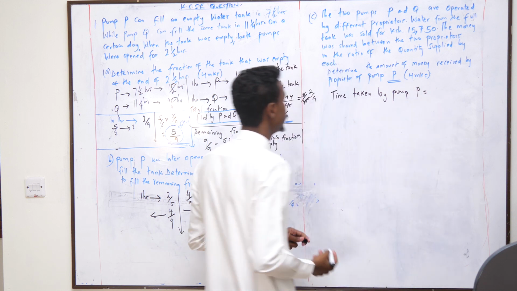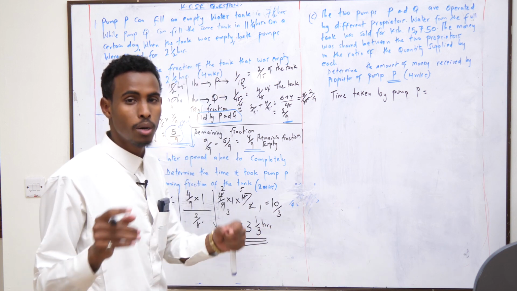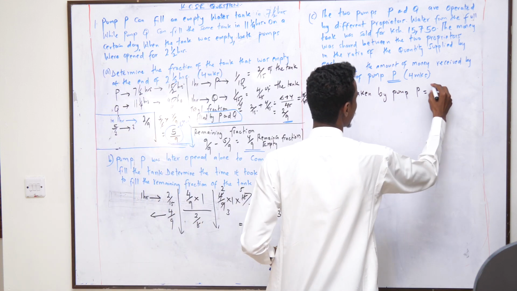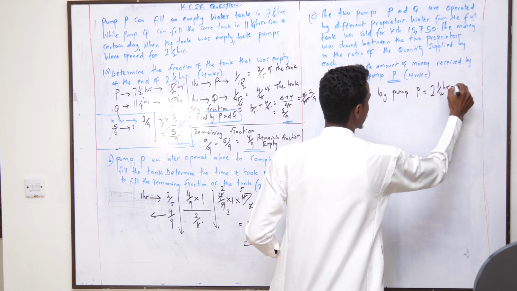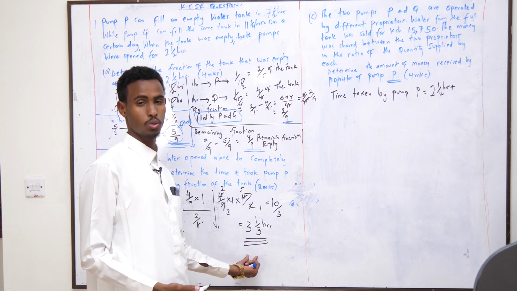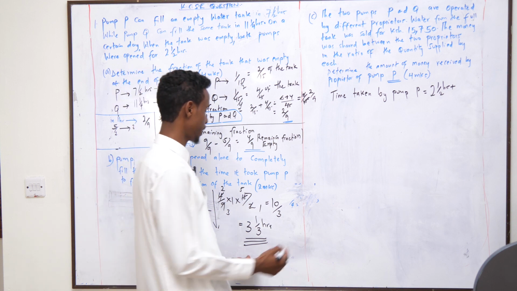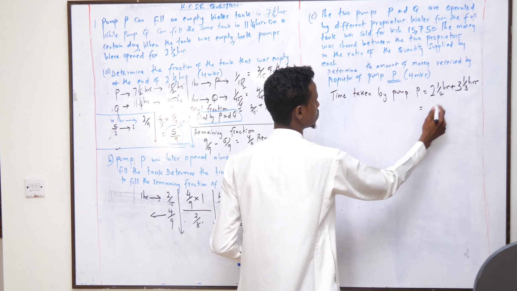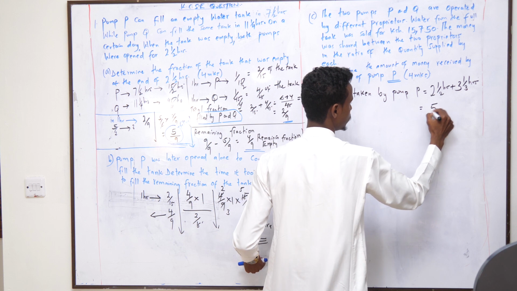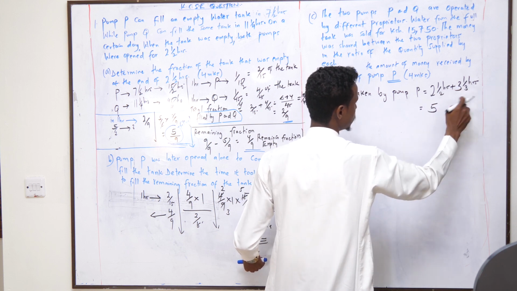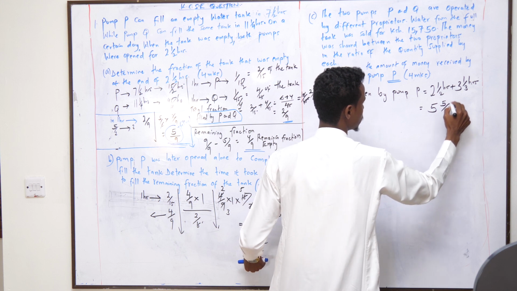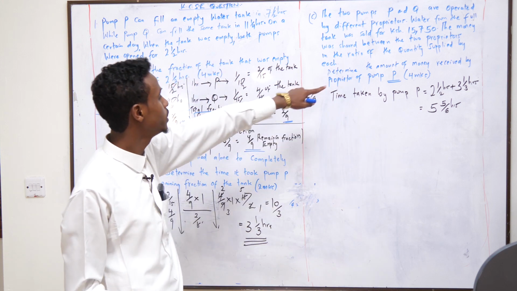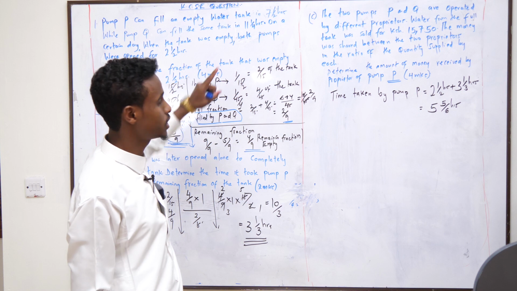Now, the time taken by pump P was, first, the time both pump P and pump Q were sharing, that was 2.5 hours. That was the first time. Plus, again, the time it took alone when 4/9 of the tank was remaining, that is 1/3 hour. Now class, let's do this. 2 plus 3, 5. Now a half plus a third, LCM 6. 3 plus 2, 5, so 5/6 hours. Very good. That was the time taken by pump P to pump water into this tank.